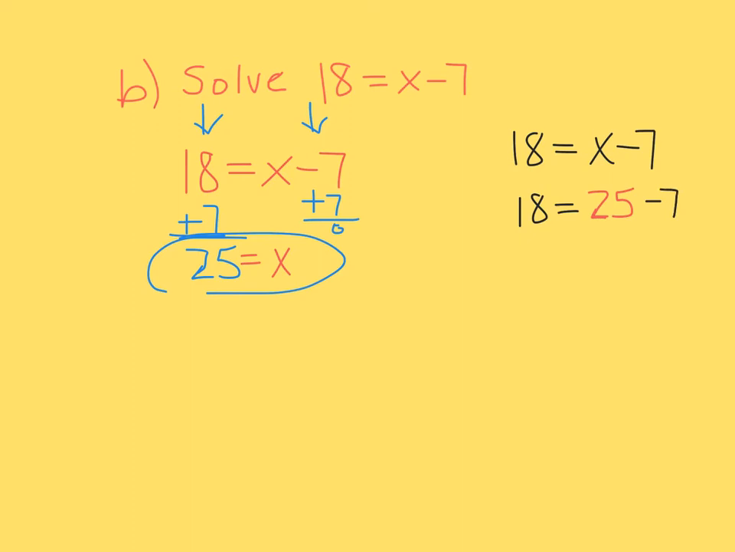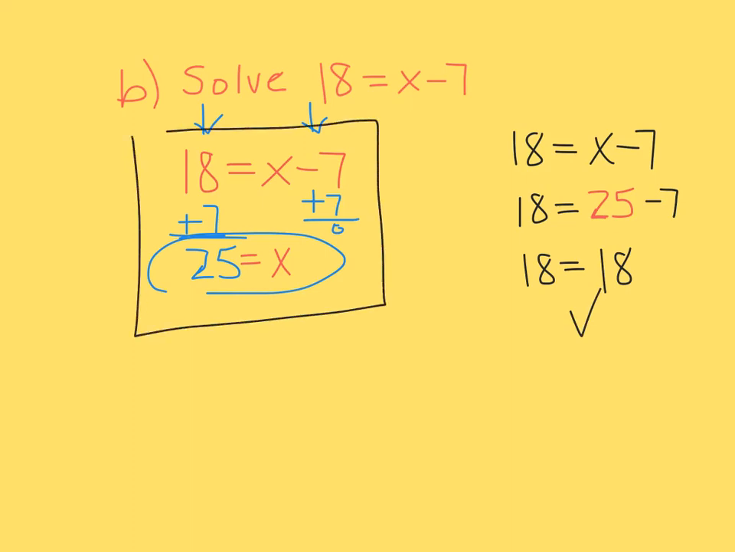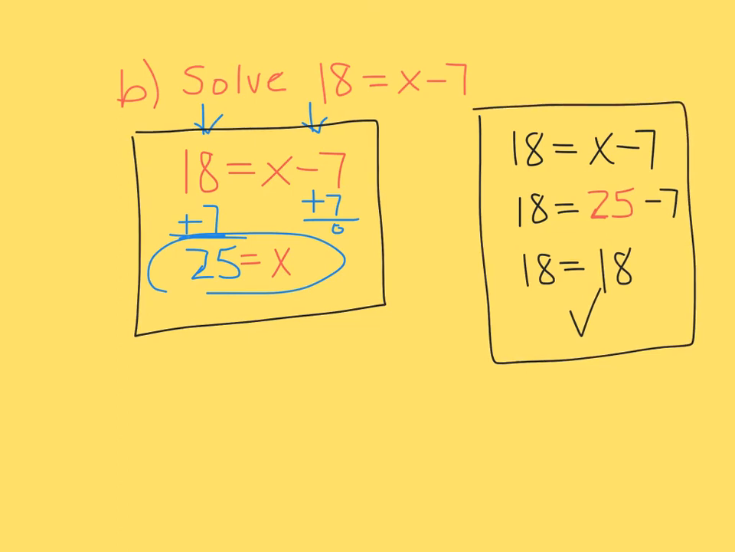Okay, this is still my check. 18, nothing changes with 18. 25 minus 7 gives me 18. So yes, it works. Again, I need to see this and this for one problem. Okay?